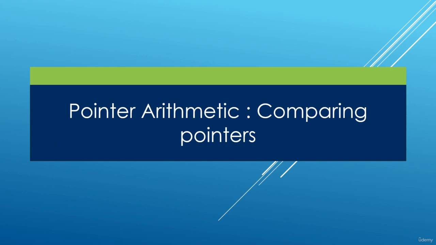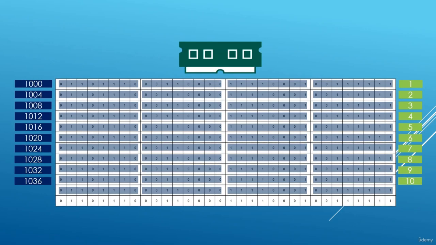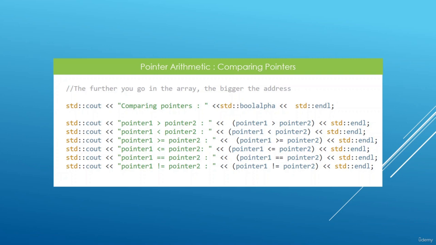In this lecture, we're going to see that we can use pointer arithmetic to compare pointers. And the array we're going to be using is still the same like we've been doing in the last two lectures. And the representation in memory is really like this. So what we can do is compare the pointers.